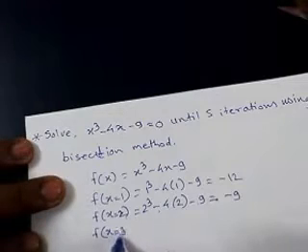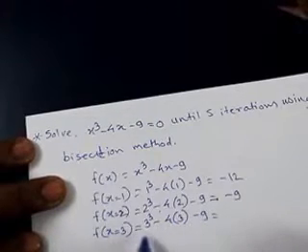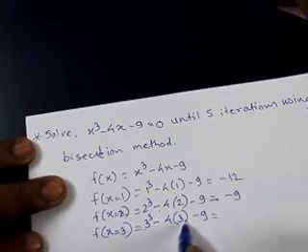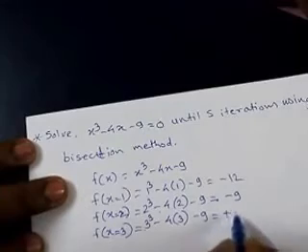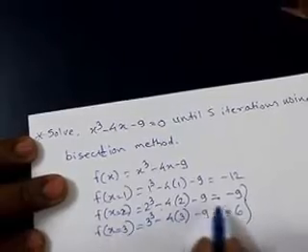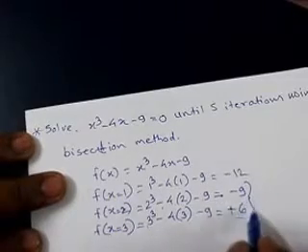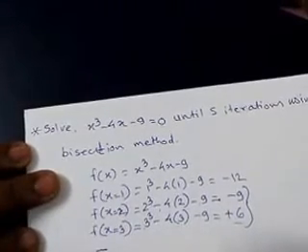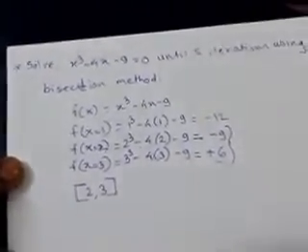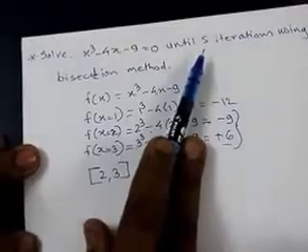Let's see what happens when x is equal to 3. 3 cube minus 4 into 3 minus 9. 3 cube is 27, minus 4 into 3 is 12, so 27 minus 12 is 15, minus 9, so plus 6. We have our first sign change. When x was equal to 2, f(x) was minus 9. When x became 3, f(x) became plus 6. So our bracket is 2 to 3, and we have to find a root of this equation between 2 and 3 until we have done 5 iterations.